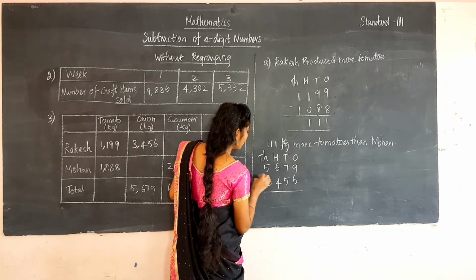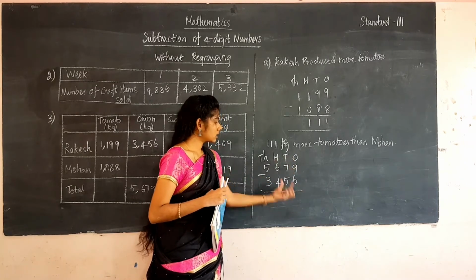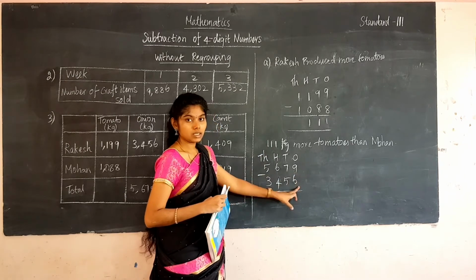So now you will subtract these numbers. How will you subtract? At first in the ones place, then in the tens, then in the hundreds and then in the thousands place. So 9 minus 6 is 3.